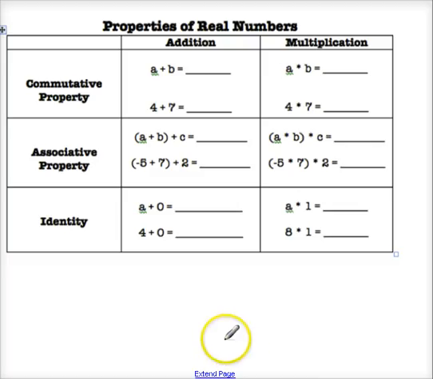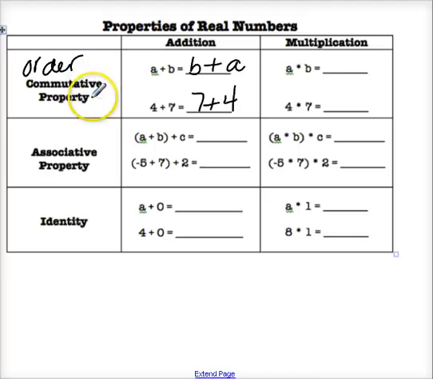Alright, so we have 5 properties that our book covers in this lesson. The first two I think you've heard before. Commutative property has to do with order. In other words, if I have two numbers being added together, a plus b, it's the same thing if I flip the order. B plus a is the same thing. 4 plus 7 would equal 7 plus 4. The commutative property of multiplication is the same. Order doesn't matter. A times b is the same thing as b times a. So commutative has to do with order.